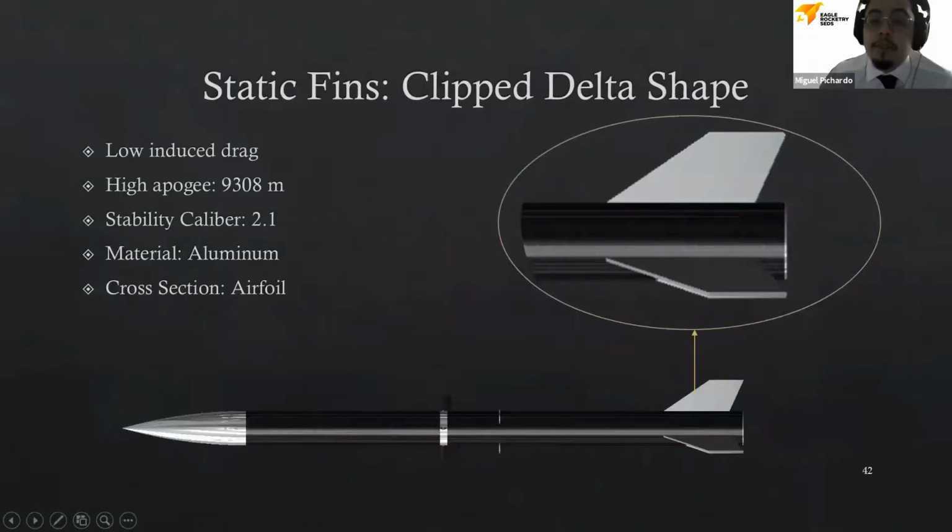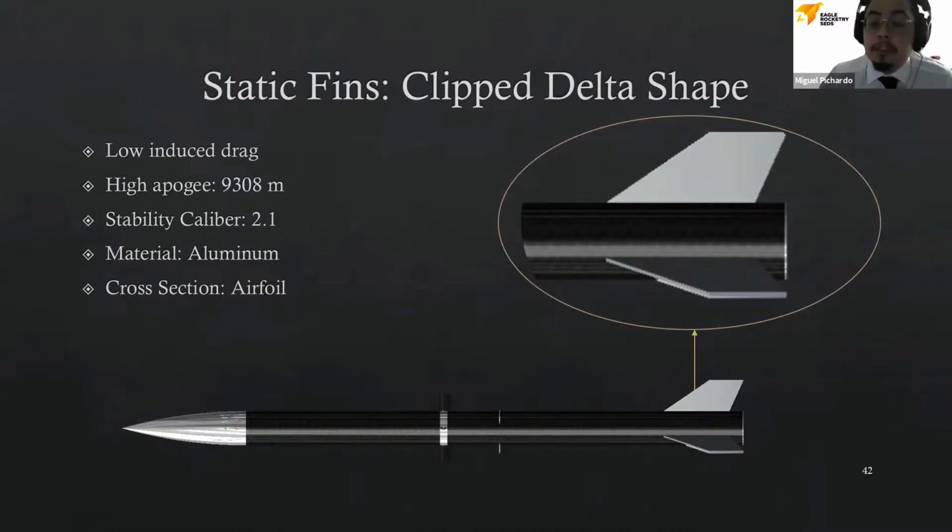So for the static fins, we decided on the clipped delta shape. The reason we decided on this shape was because it had some of the lowest induced drag of any fin shape, and by having such a low induced drag, we can reach a high apogee. As you can see right there, it's 9,308 meters, which is well above our desired apogee. And the stability caliber with this shape and the dimensions we chose is 2.1.